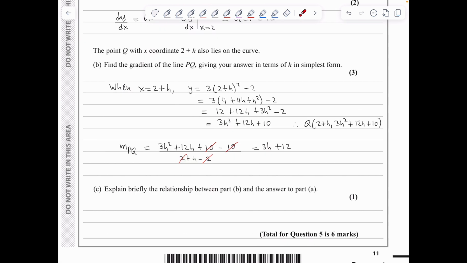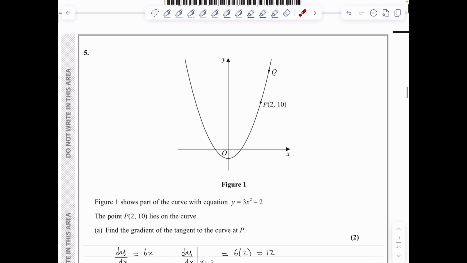In C, we need to explain briefly the relationship between part B and the answer to part A. So if I go back to the diagram here, we've got an expression for the gradient of the chord PQ, and we've got the gradient of the tangent at the point P. So we can see that if Q gets infinitely close to P, then the two coincide.